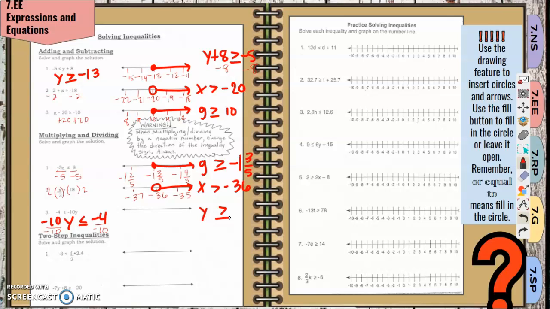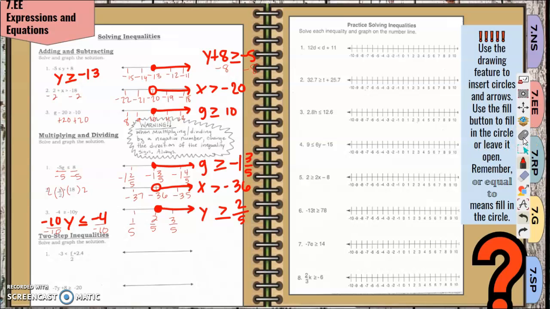This leaves me with y is greater than or equal to a negative divided by a negative is a positive. 4 divided by 10 cannot be divided evenly, so I'm going to leave it as a fraction, 4 over 10, which will simplify by 2. 4 divided by 2 is 2. 10 divided by 2 is 5. And that leaves me with 2/5. I'm going to put a closed circle and shade everything to the right.